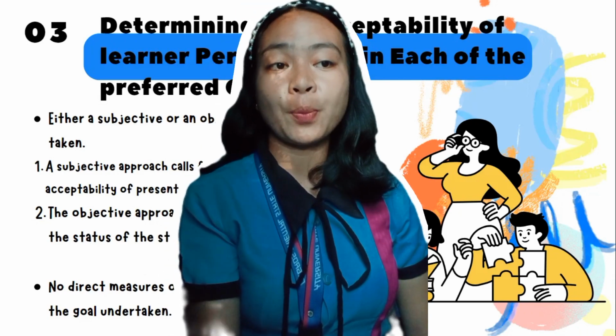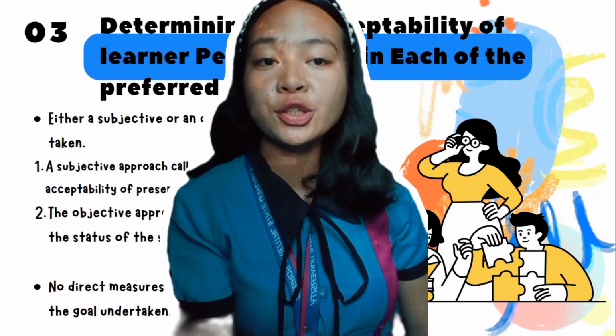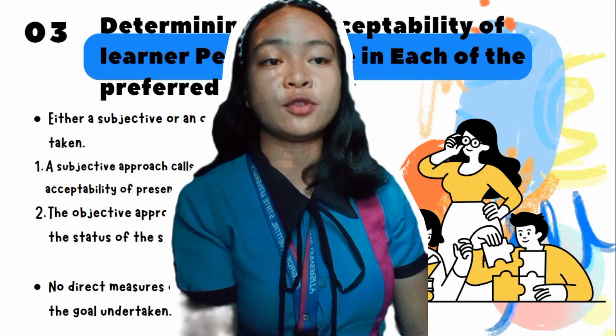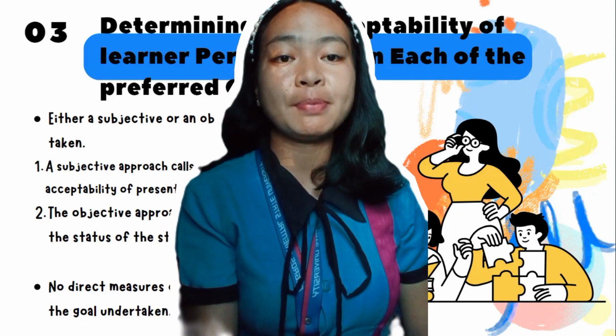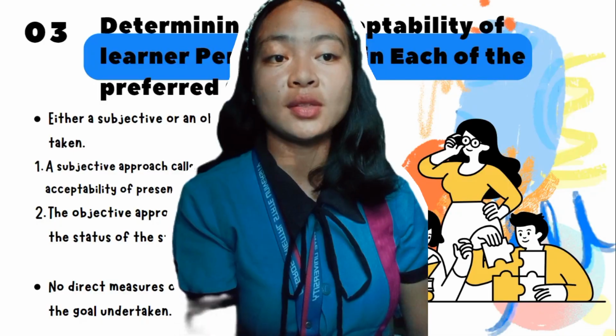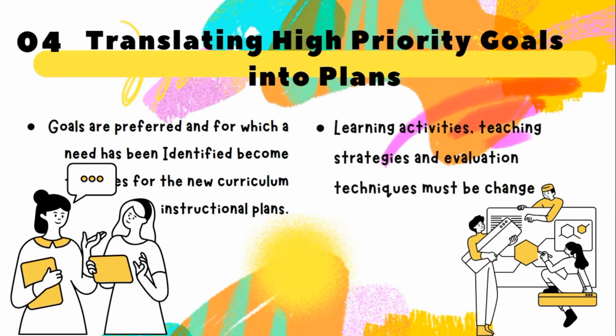The objective approach requires actually measuring the status of students relative to each goal. Measures must be congruent with the goals, of course. In the fourth phase, translating high priority goals into plans. Goals that are preferred and for which a need has been identified become the basis for new curriculum and instructional plans.